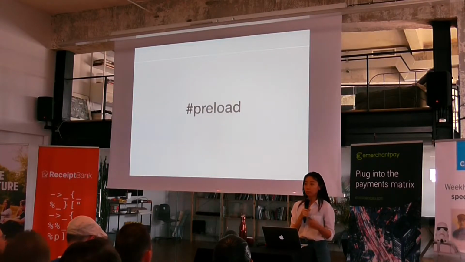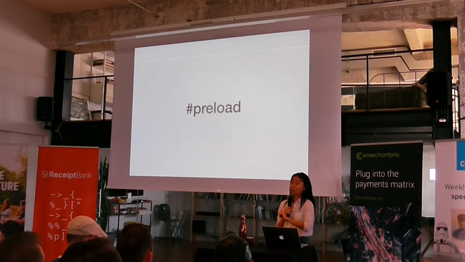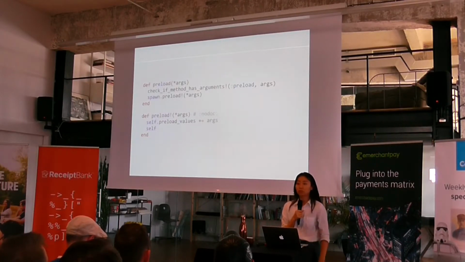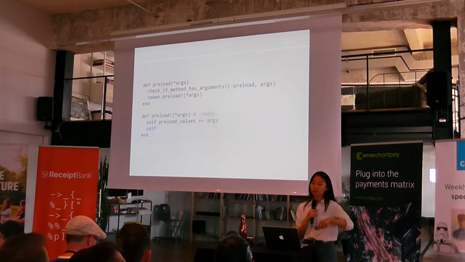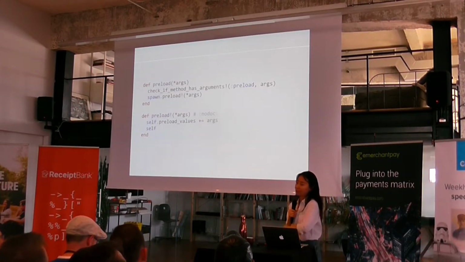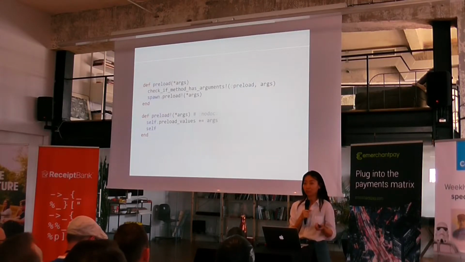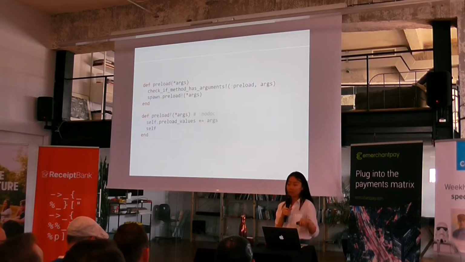The first is preload, and this is basically going to give you that two-query strategy every single time. The implementation looks really similar. It's going to check your arguments and then spawn and call this preload method, where the preload method just takes your arguments and adds them to the preload values instance variable on the new instance of the relation.